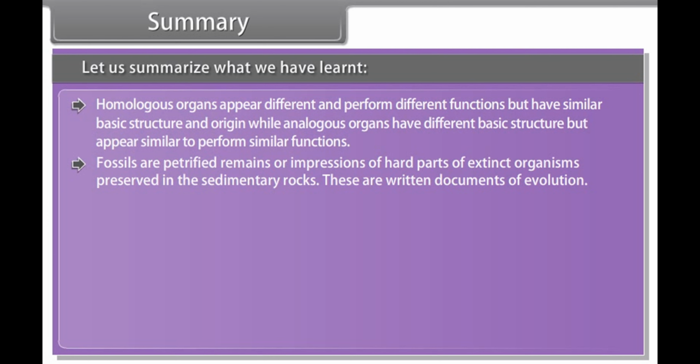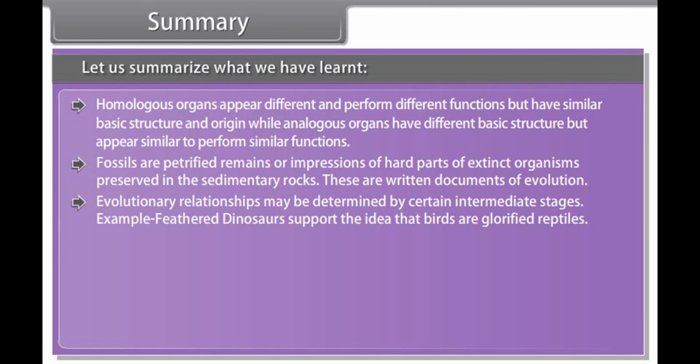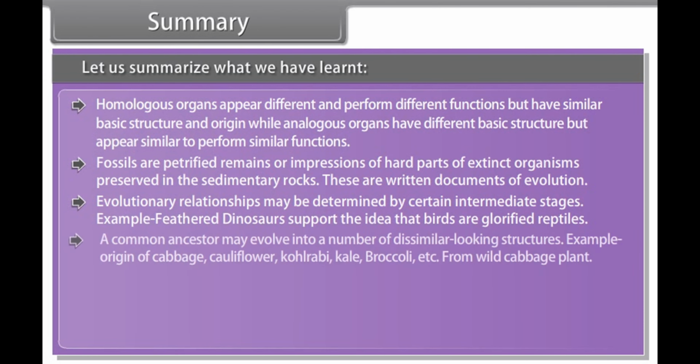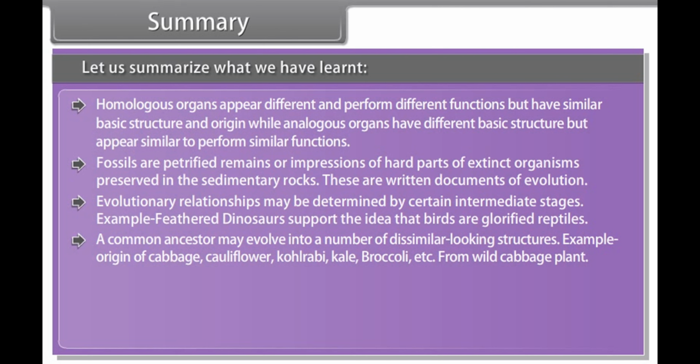Fossils are petrified remains or impressions of hard parts of extinct organisms preserved in sedimentary rocks. These are written documents of evolution. Evolutionary relationships may be determined by certain intermediate stages. Example: feathered dinosaurs support the idea that birds are glorified reptiles. A common ancestor may evolve into a number of dissimilar-looking structures. Example: origin of cabbage, cauliflower, kohlrabi, kale, broccoli, etc. from the wild cabbage plant.